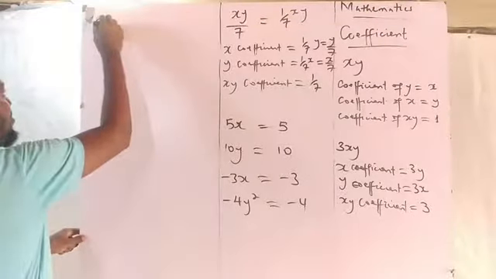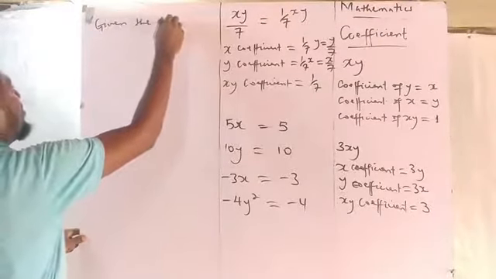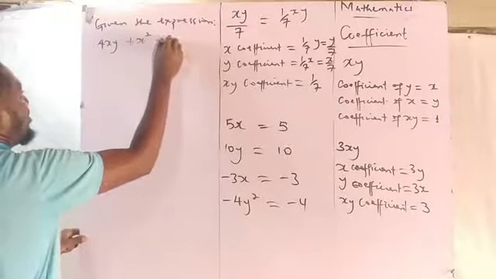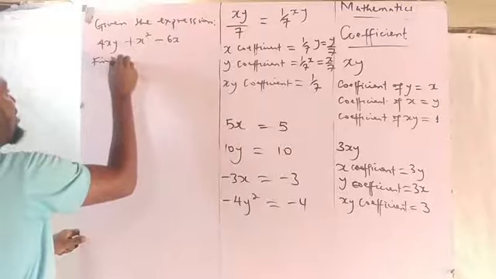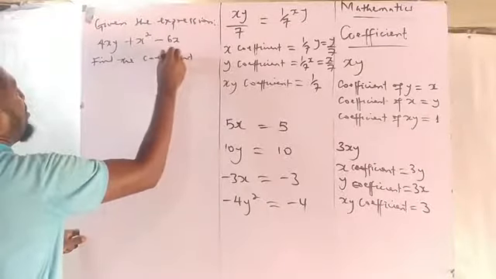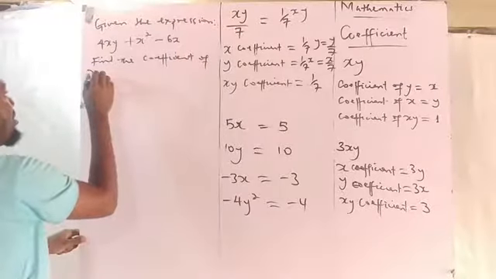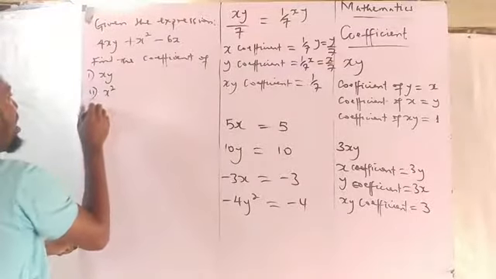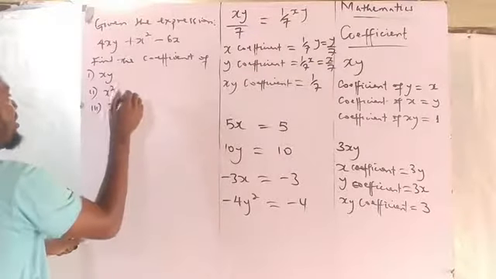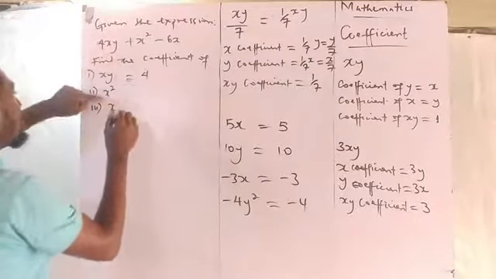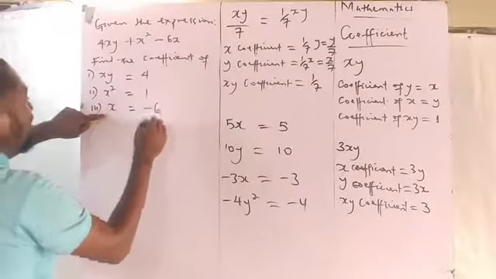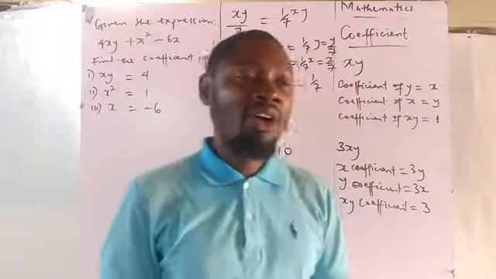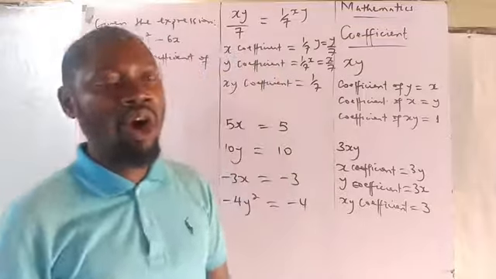Look at this. Given the expression 4xy plus x squared minus 6x, you are asked to find the coefficient of 1, xy, 2, x squared, and 3, x. In this case, xy is 4, x squared is 1, and x is minus 6. These are their respective coefficients. So this you should know. A coefficient is a number or a variable attached to another variable or number by times.